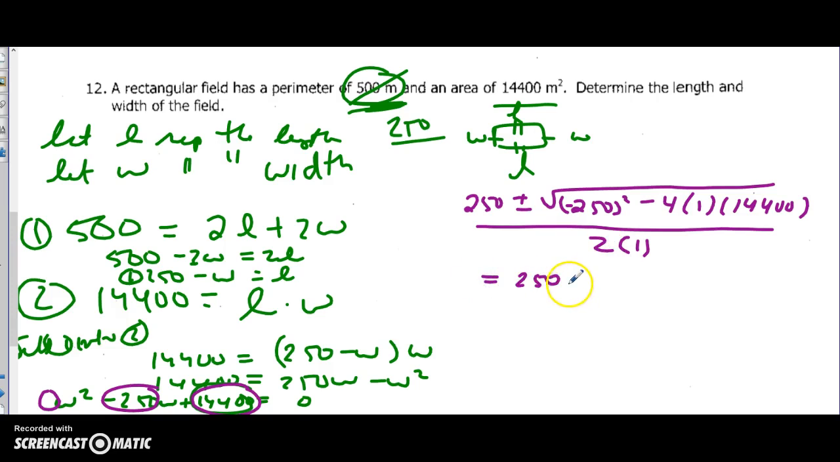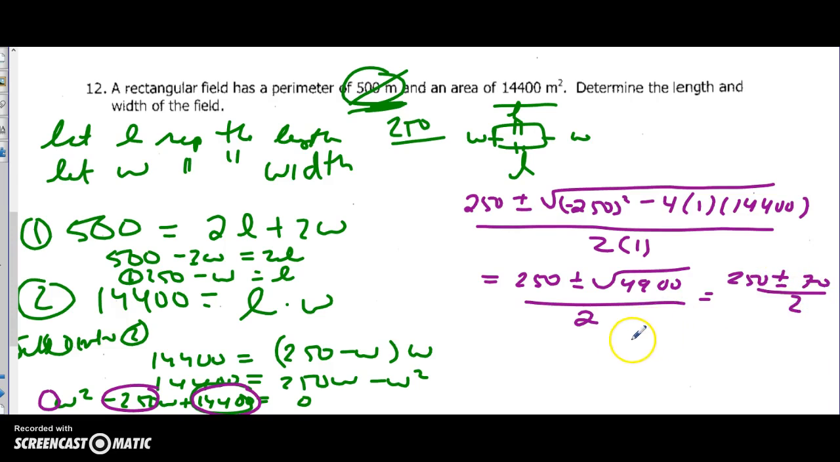And when you play around with this, clean that up, you get 4900, which you might know the square root of, right? The square root of 49 is 7, and then this will be 70. So I have 250 plus or minus 70 over 2, which leads me to 320 for the plus version. I have 320 over 2, which is 160, and on the other side, 250 minus 70 gets me 180 over 2, which is 90.